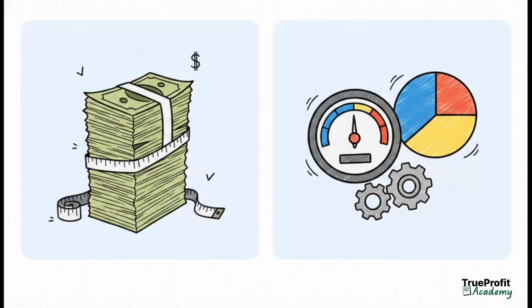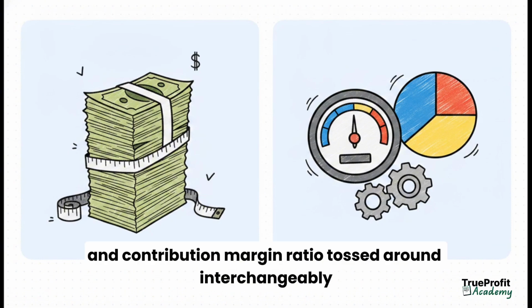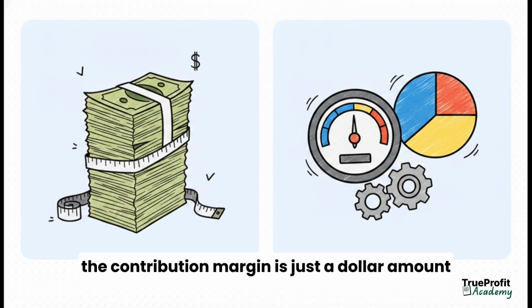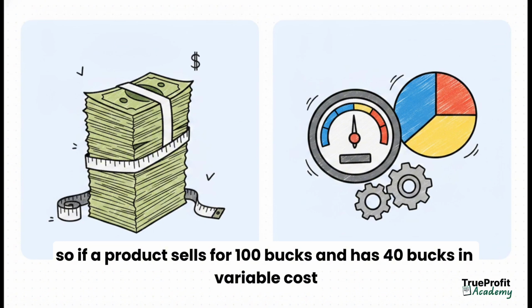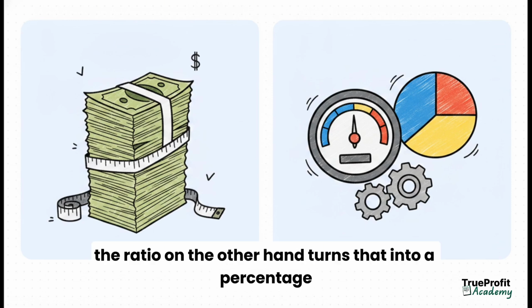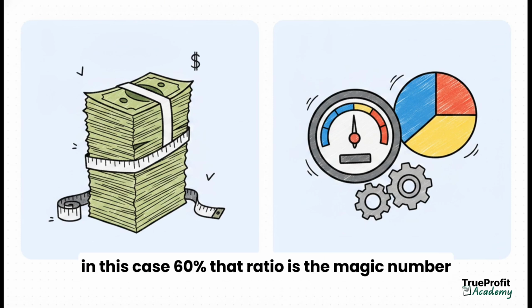sales engine. Now, you might hear the terms contribution margin and contribution margin ratio tossed around interchangeably, but they are definitively different, and understanding the contrast is key. The contribution margin is just a dollar amount. So if a product sells for $100 and has $40 in variable costs, your contribution margin is $60. It tells you how much. The ratio, on the other hand, turns that into a percentage, in this case, 60%.